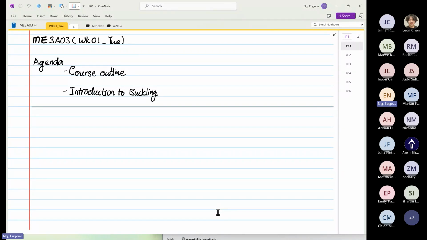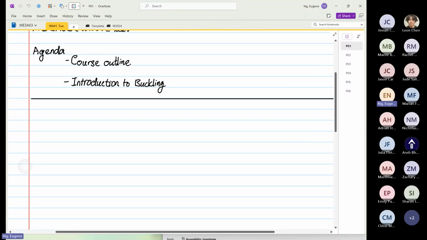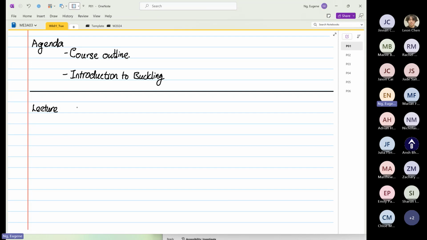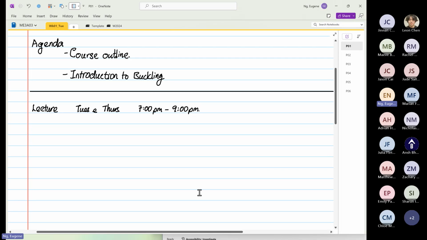Mechanical Engineering 303, week 1. I think there's something wrong with the scheduling. Our lecture is every Tuesday and Thursday from 7 p.m. to 9 p.m. The calendar got it wrong, because it says Tuesday 7 to 9 and Thursday 7 to 8, which is wrong. From 7 to 8, we have a 5 minute break, then we come back and go to 9 o'clock. So let's talk about the course outline.